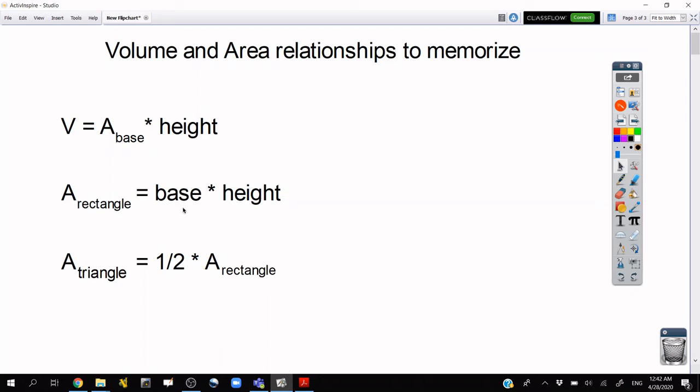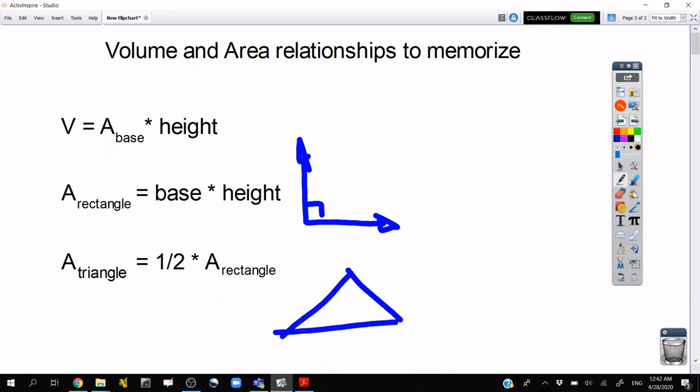I'll start at the bottom, actually, no, the middle one is the most fundamental. We know the area of a rectangle is the base times the height. And we know really that works because the base and the height are perpendicular to each other. So that's why we can do base times height. The area of a triangle is 1/2 of the area of a rectangle. Whatever triangle we've got, we could double that area and we get that rectangle. So it's always half of that.